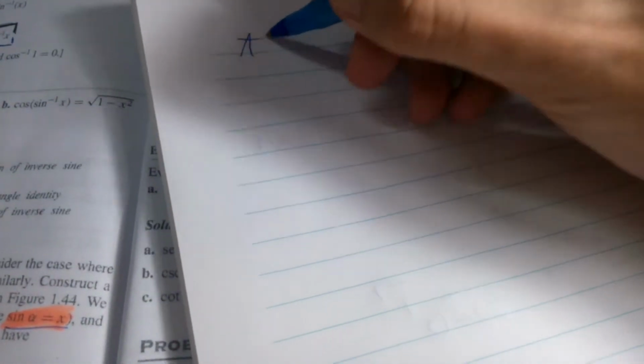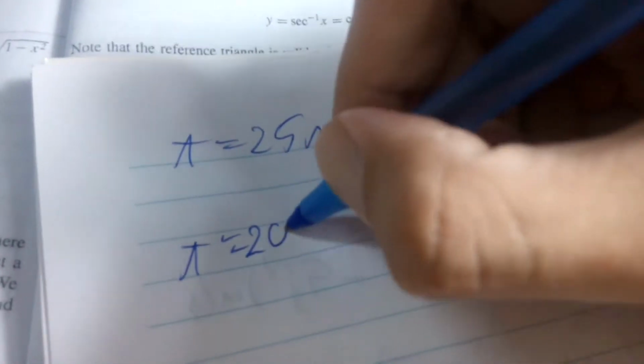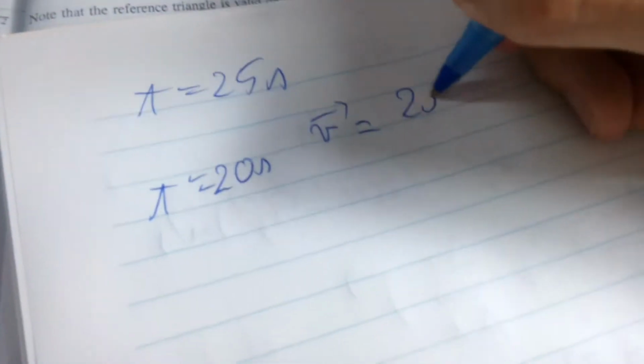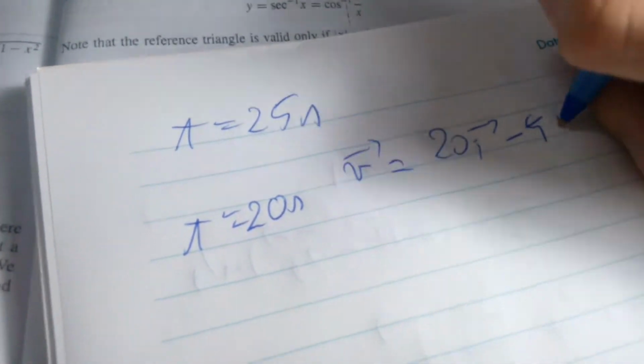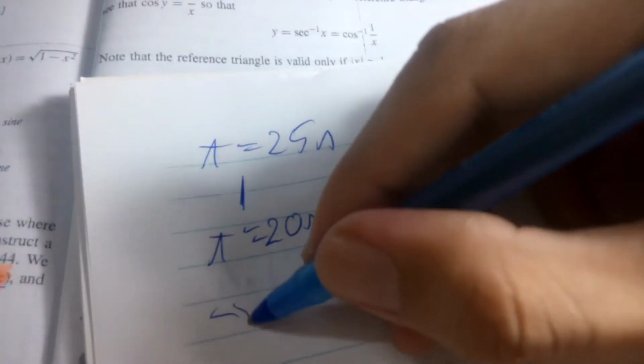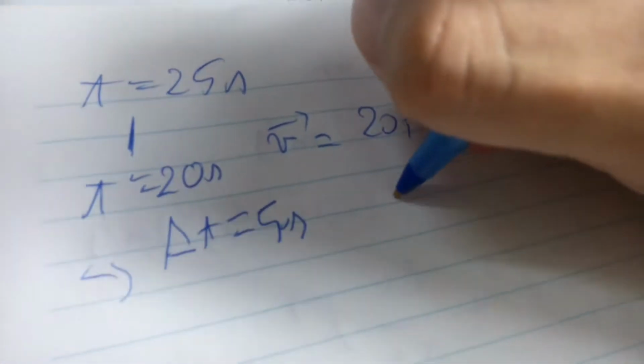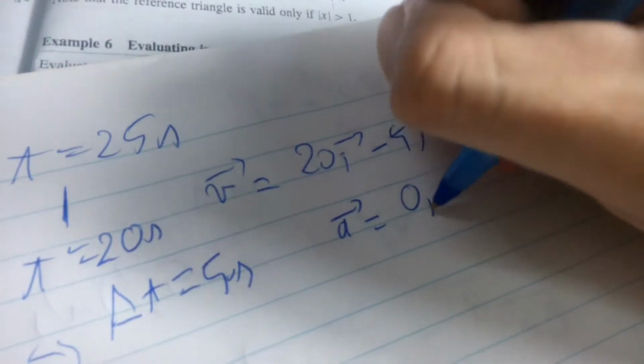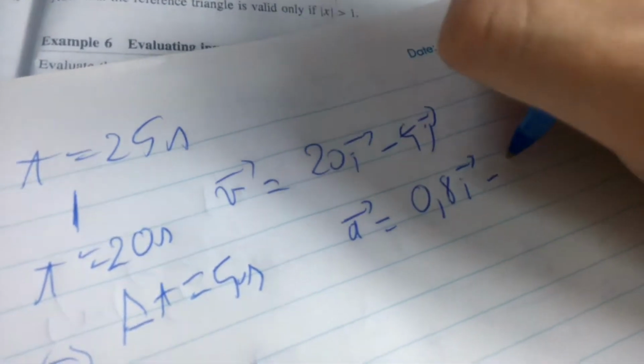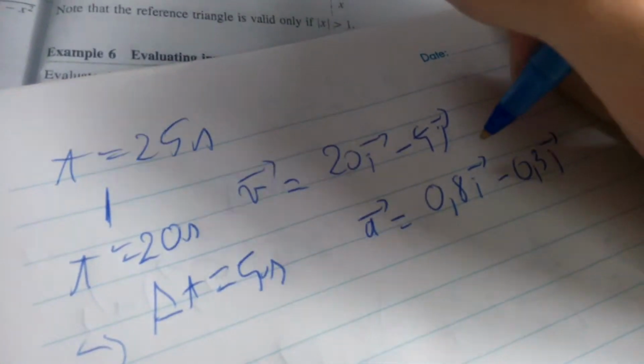So let's go with question C. It says if the fish keeps its unchanged acceleration, then where will it be, and in what direction will it go at the time of 25 seconds? Let's go back. At 20 seconds, its velocity is 20i minus 5j. So delta t will be 5 seconds. As we found in question A, the acceleration is 0.8i minus 0.3j.